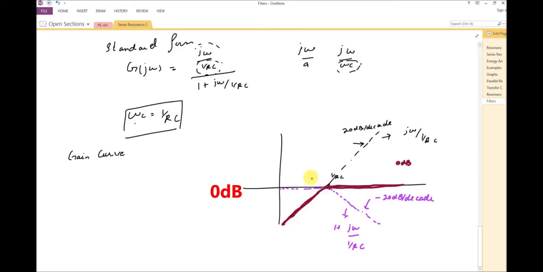So this is your composite graph, and this point is 0 dB. Again, if it is 0 dB, the gain value is actually equal to 1, because this value is log 10 of 1. So this represents a high pass filter.